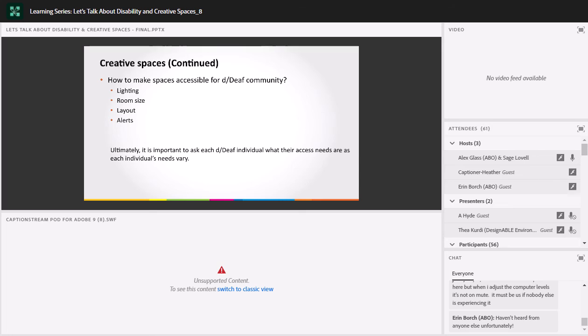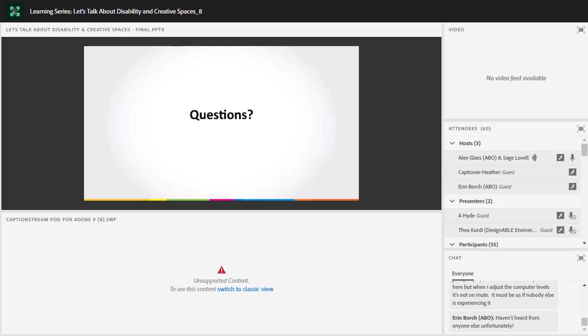I think it's also important just to reiterate that the people who make up our deaf and hard of hearing community are individuals, and needs and accommodations are as varied as the individuals we're speaking about. Some people may prefer to have live captioning versus a sign language interpreter. It really depends on their preference. So the best thing to do is to ask them what is the best way to accommodate them and not assume.